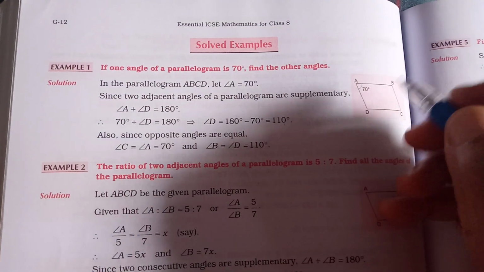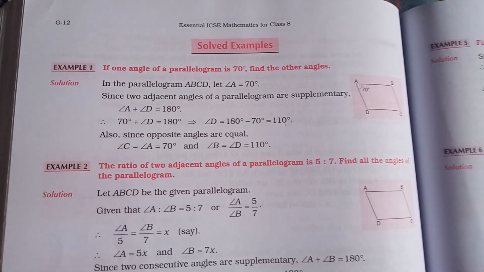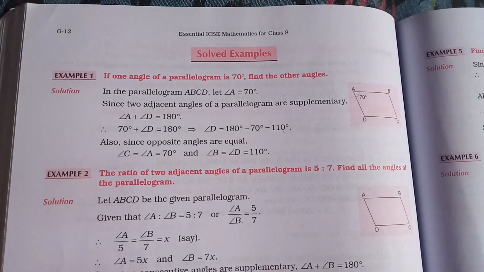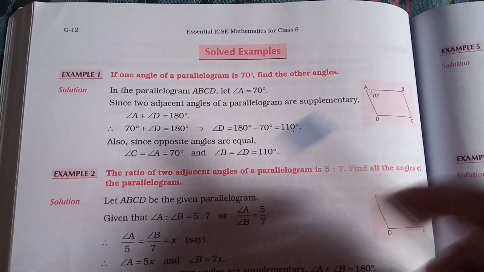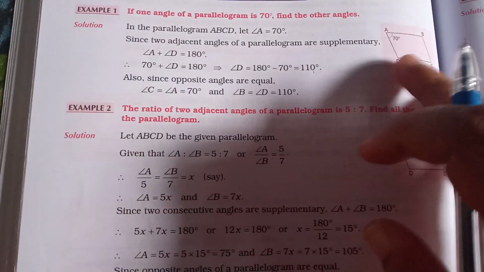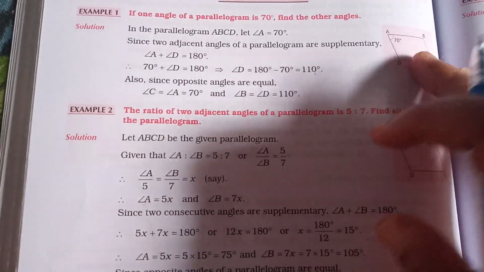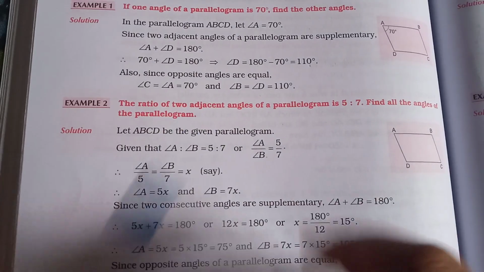Now also we know that opposite angles are equal, so automatically angle C is equal to angle A, and angle D is equal to angle B, that is 110 degrees each. This question you can do, and questions related to this you'll be able to understand in the exercise also. Now go to example number 2.